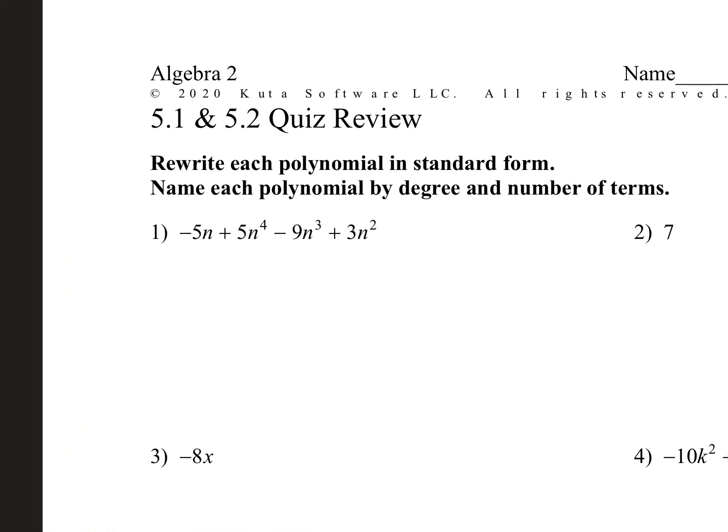All right, so your quiz review is 5.1 and 5.2. Your quiz tomorrow, same sections, 5.1 and 5.2. So from 5.1, we have to rewrite each polynomial in standard form and classify it by the degree and by the number of terms. So we need both of those words. All right, so number 1, what comes first?